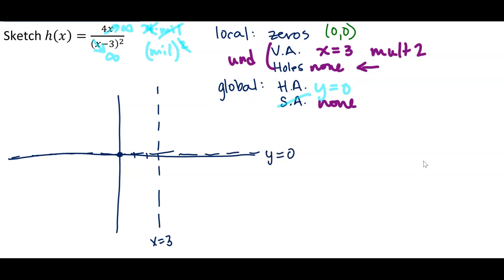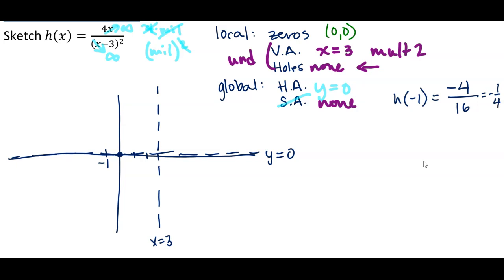When your horizontal asymptote lies on the x-axis, it makes it not so easy to decide whether you should start above or below the horizontal asymptote. So I'm just going to plug in x equals -1. That seems easy. Something on the left-hand side of your graph before you hit any local behavior. So just for getting started purposes, h of -1, I get 4 times -1 in the top, and I get -1 minus 3 squared, so -4 squared, which is 16. So I get -1/4.